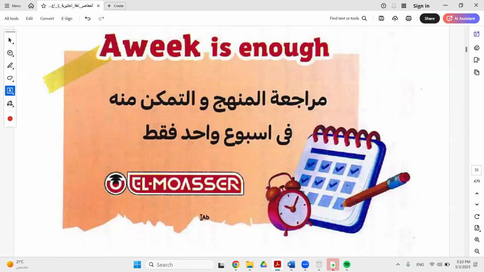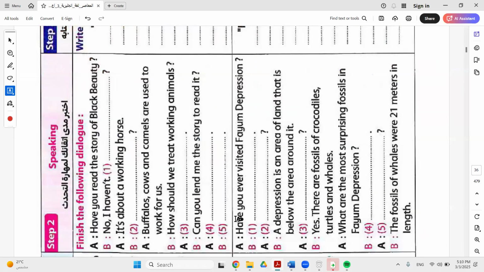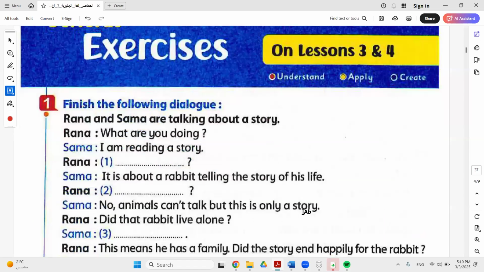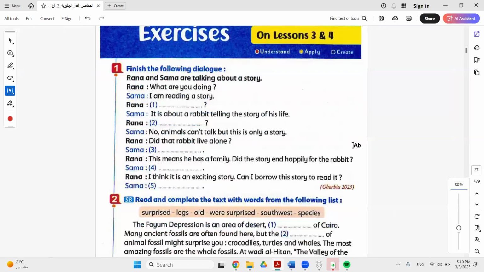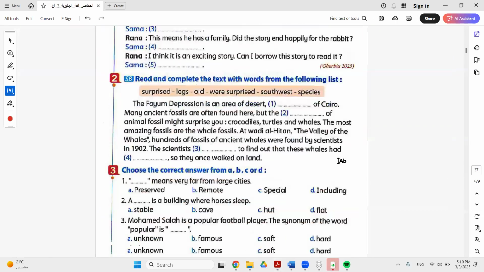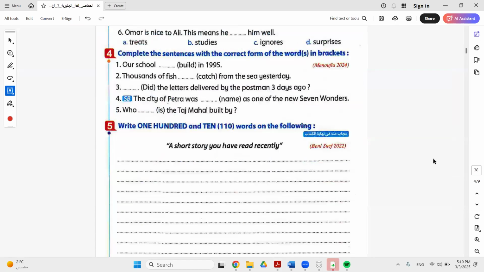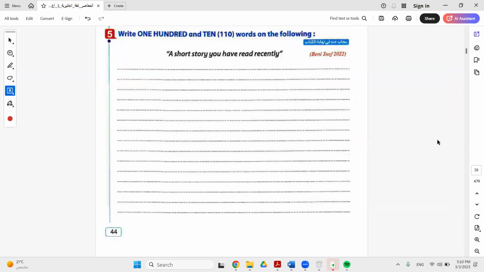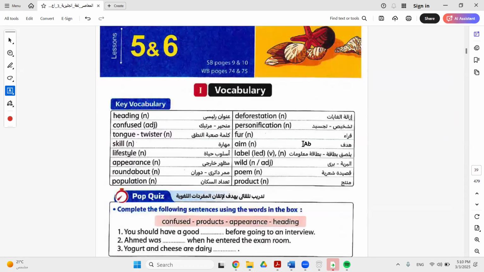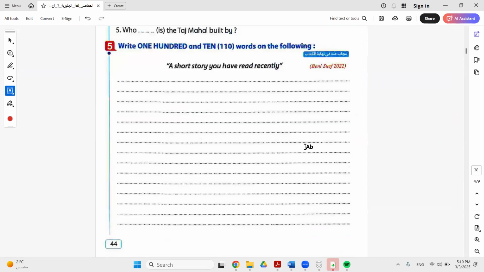Very simple. So now let's move to our homework. This is lesson 3 and 4, the general practice. Your homework is going to be page number 44. I'd like to remind you to write at least one paragraph. 44, this is our homework.